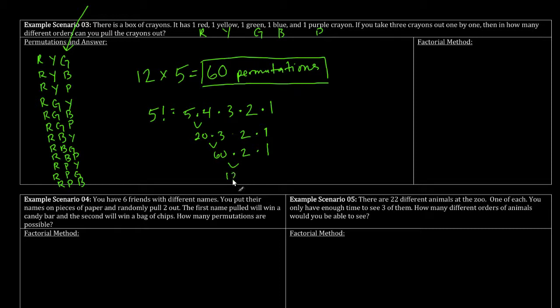Ooh, I don't know why it's slowing down. 120 times 1 is 120 permutations. I don't know why it's doing that.